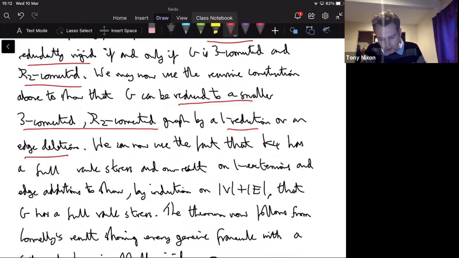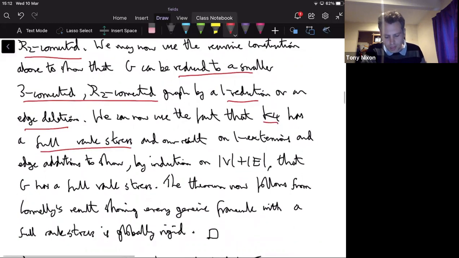So we can use the fact that K4 has a full rank stress. We checked that in the stress matrix lecture. And we checked that one extension and edge addition preserved the property of having a full rank stress. So by induction, since we're doing edge additions and one extensions on the number of vertices plus edges, we can generate a full rank stress for any R2 connected, 3-connected graph G.